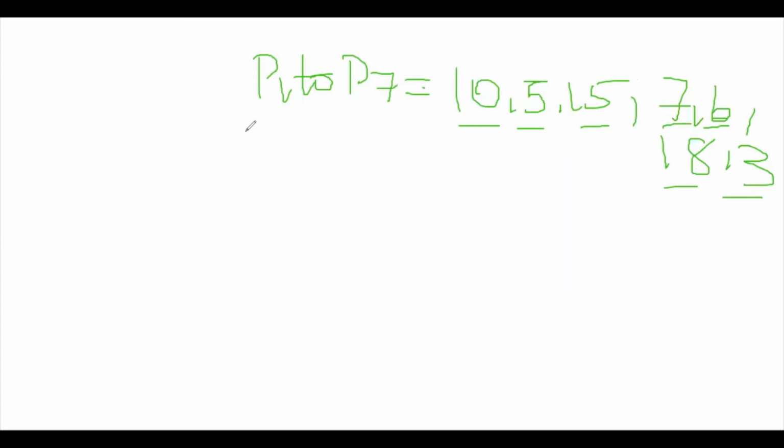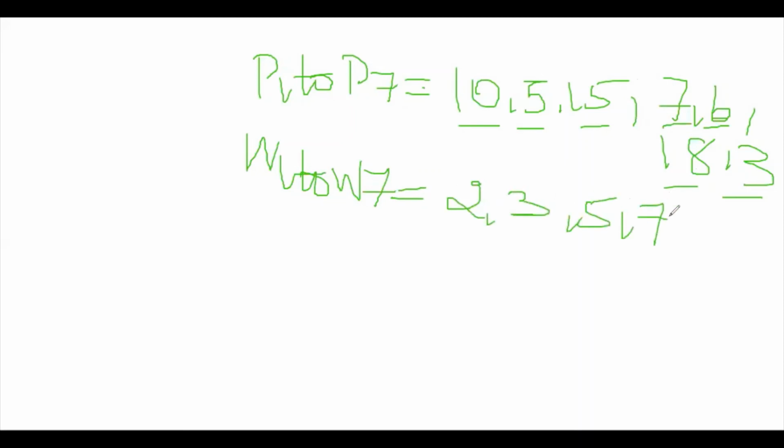What about the weights? The weights W1 to W7 are 2, 3, 5, 7, 1, 4, 1. So this is for W1, W2, W3, W4, W5, W6, W7.